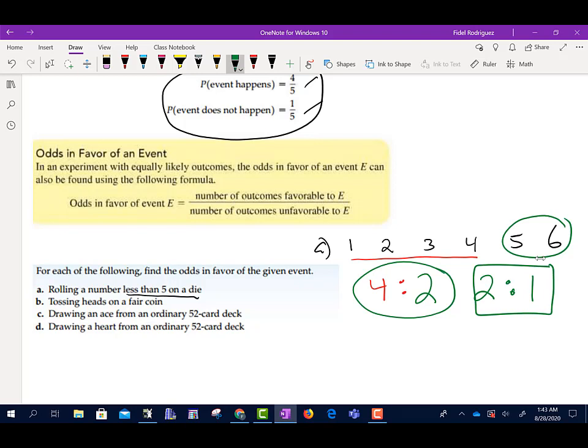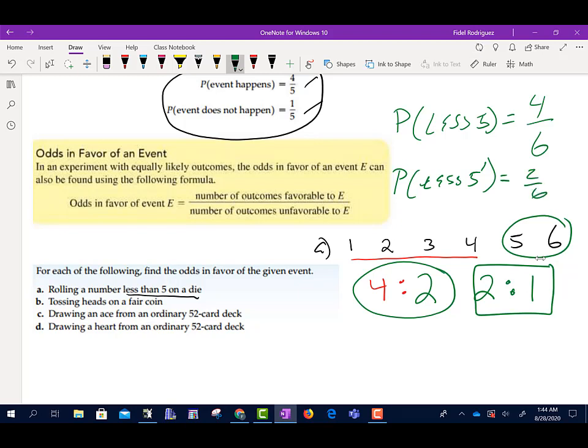One thing I want to mention: think about the probability of rolling a number less than 5 in terms of a probability. How many numbers did we have? A total of 6. How many were less than 5? 4 of them. So not less than 5 would be 2 out of 6. When we're doing odds, we take the number that are favorable to the number that are not favorable.